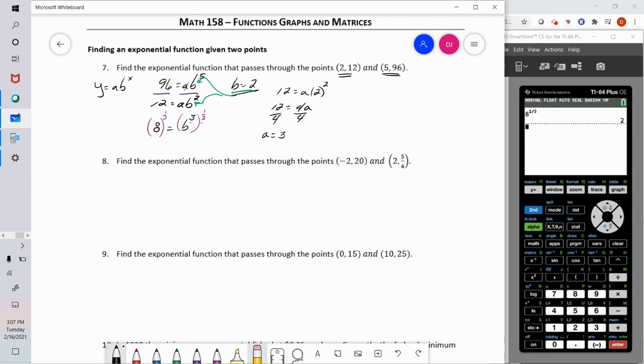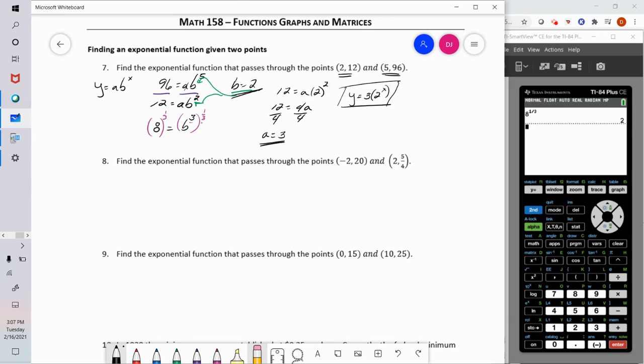So now we know that b is equal to 2, and a is equal to 3. So y is equal to a times b to the x power. And there is the equation, the exponential function that passes through those 2 points. Okay. Now I'm going to skip number 8 for a moment.